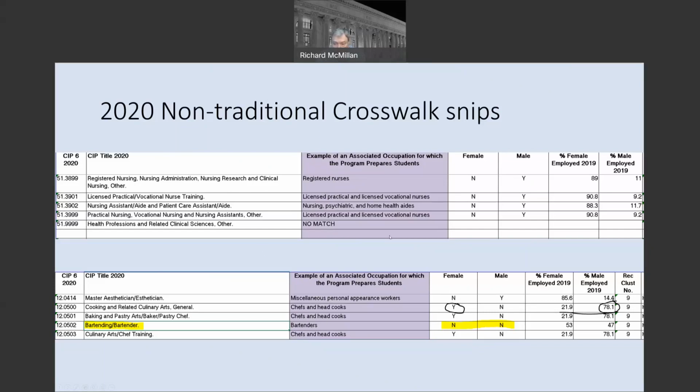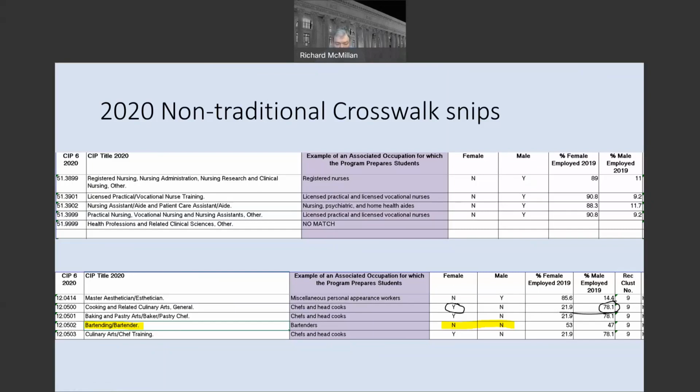Now, I want to show you what you also might find as you look through this table. Let's go to the second set of programs. Again, we're looking at the same sort of columns, but I'm going to use the fourth one that I've highlighted in yellow. It's a zip code 12.0502, and that's for bartending or bartenders.